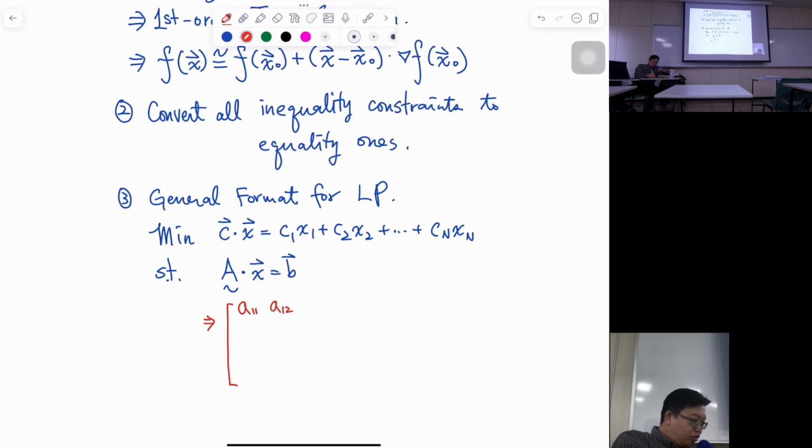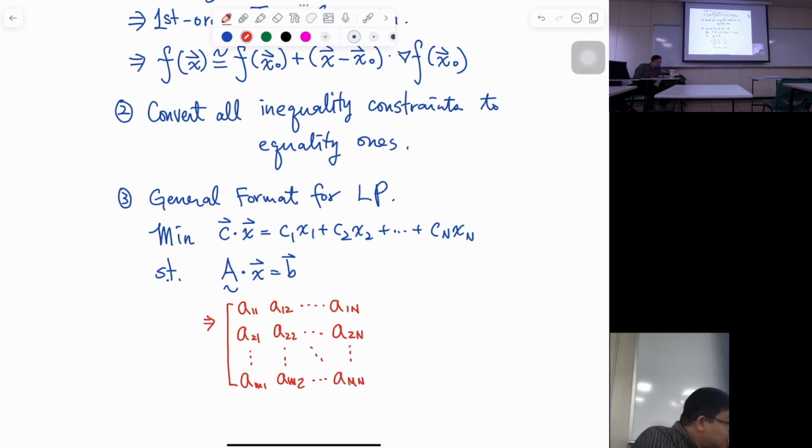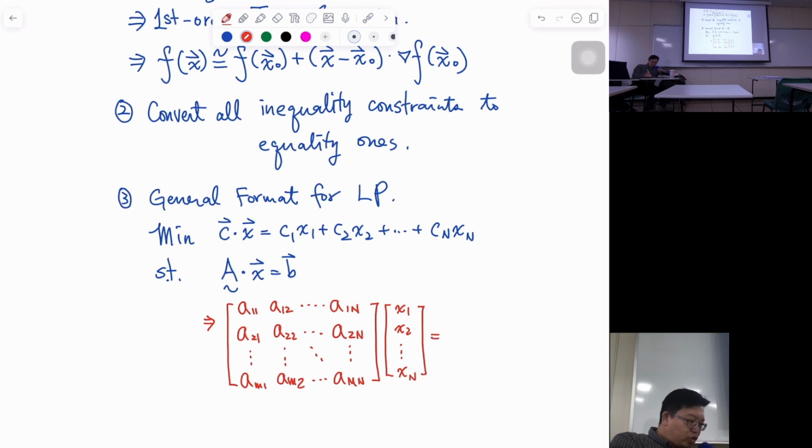And this can also be written as the matrix with rows A11, A12, up to A1N; A21, A22, up to A2N; and so on, down to AM1, AM2, up to AMN, times the vector x1, x2, up to xn, equals the vector b1, b2, up to bm.